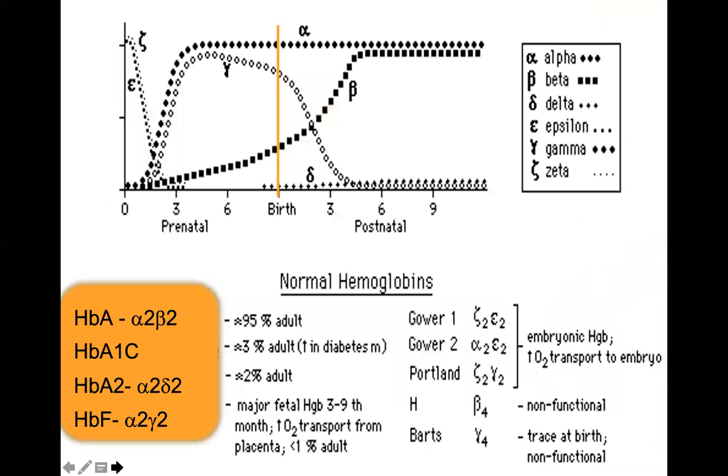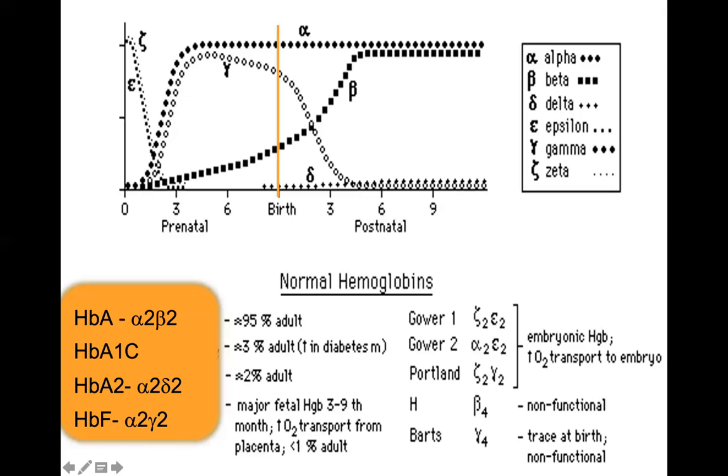So these are the normal hemoglobins. 95% of adult hemoglobin is composed of two alpha chains and two beta chains. 3% of adult hemoglobin would be composed of glycosylated hemoglobin, most especially seen in the diabetics. And 2% would be your hemoglobin A2, which is composed of two alpha chains and two delta chains.